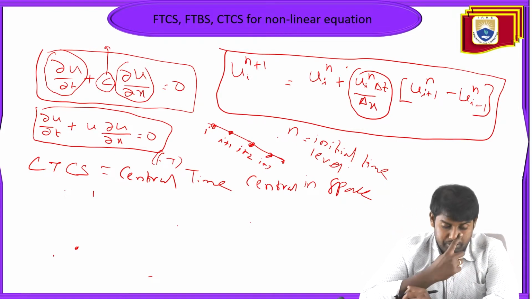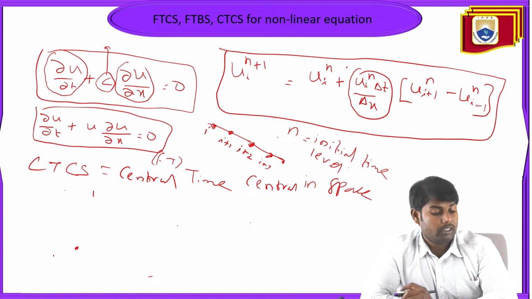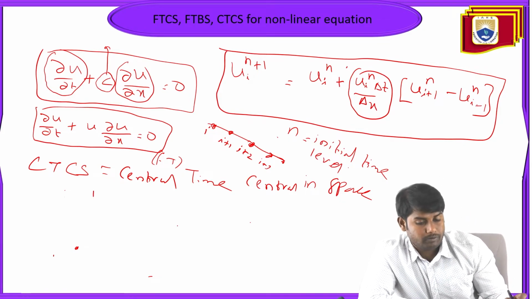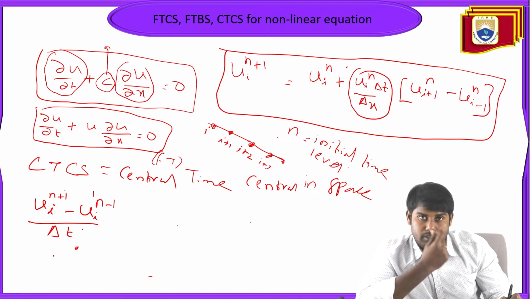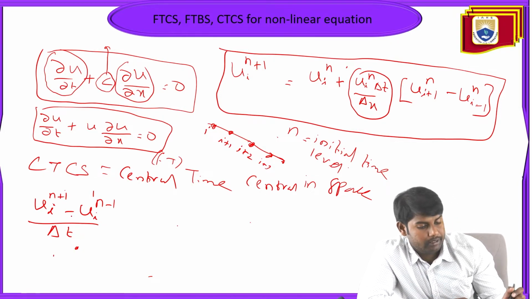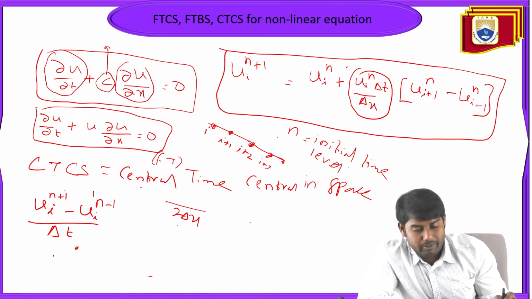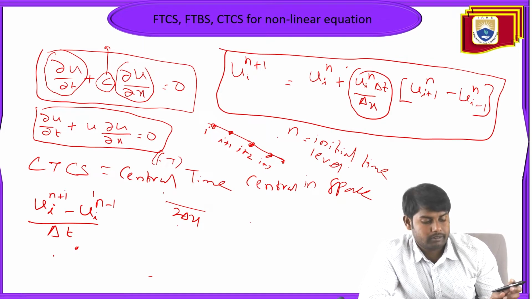So basically we are now using the central in time, central in space scheme. For the central in time, central in space scheme, we have (u_i^(n+1) − u_i^(n−1)) divided by delta t. Previously, for the central in space, we should have used a stencil size of 2 delta x. We used delta x, but it is actually 2 delta x.